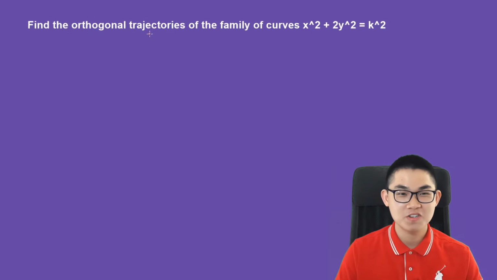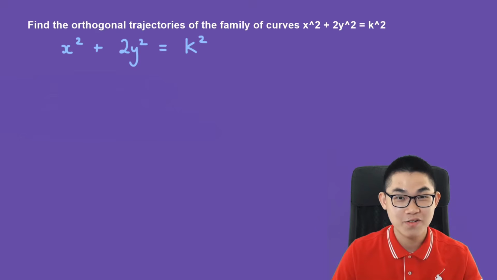Find the orthogonal trajectories of the family of curves x squared plus 2 times y squared is equal to k squared. Now go ahead and pause this video and give it a try, and then we'll go through the solution together. Alright, are you ready?